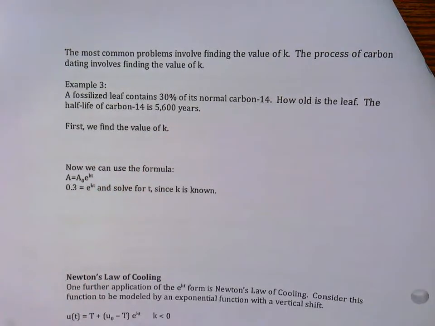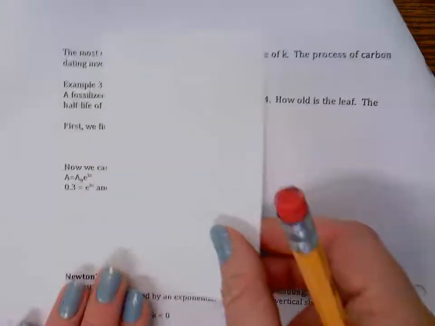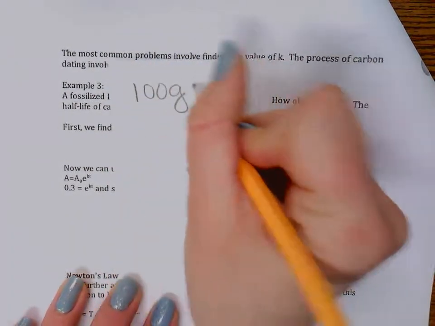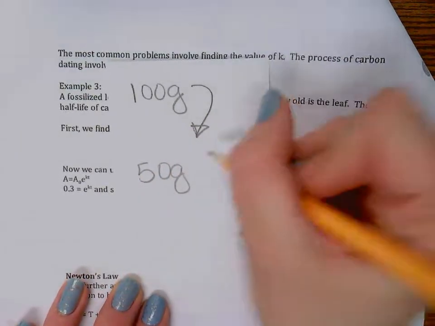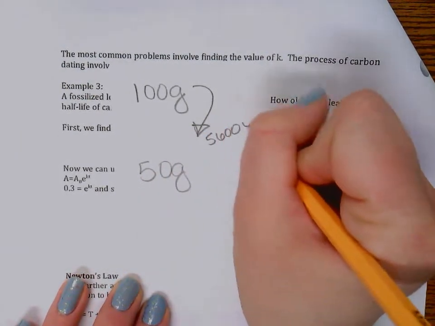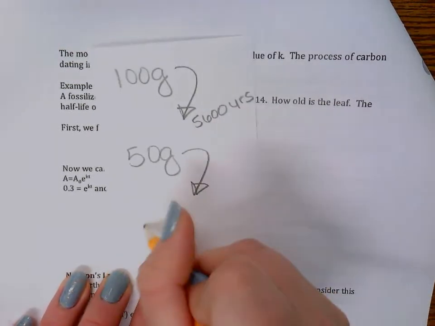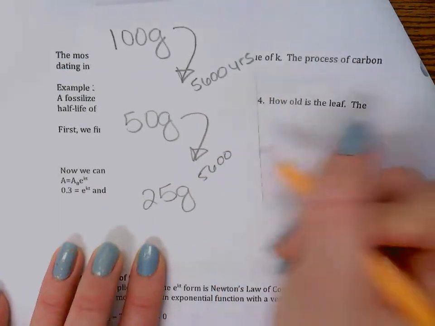Has anyone ever heard of a half-life before? We haven't talked about it this year, I don't think. So a half-life is, let's say I start with 100 grams of something. How long will it take till I only have 50 grams left? In this case, it's going to take 5,600 years. And then how long will it take to have 25 grams left? It'll take another 5,600 years.